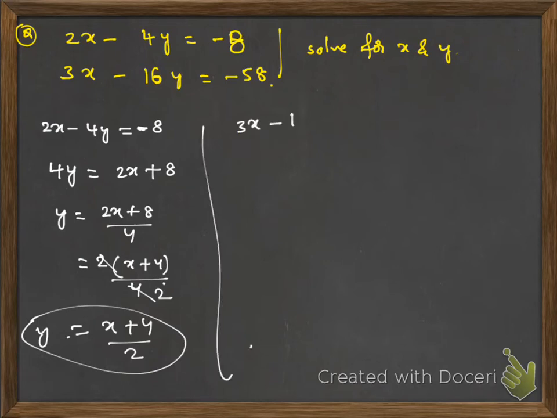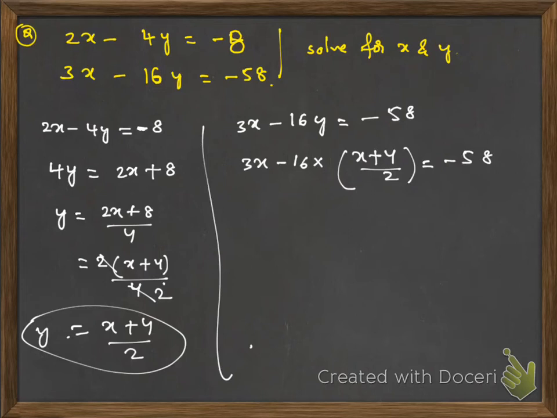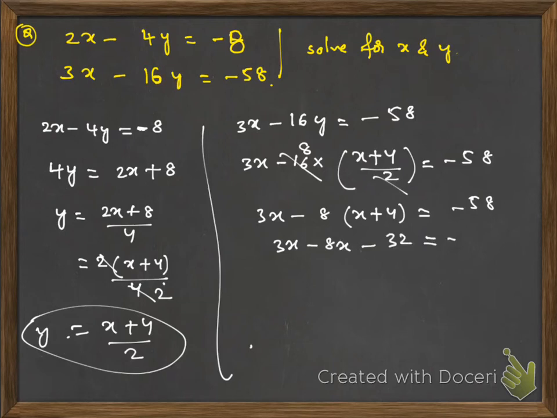Now 3x minus 16y is equal to minus 58. So 3x minus 16 into the value of y, which is x plus 4 by 2, is equal to minus 58. Now from here, 2 1s are 2, 8s you can do. So that will give you 3x minus 8 times x plus 4 is equal to minus 58. So 3x minus 8x minus 32 is equal to minus 58. Now 3x minus 8x is minus 11x equal to, this will become 32 minus 58.